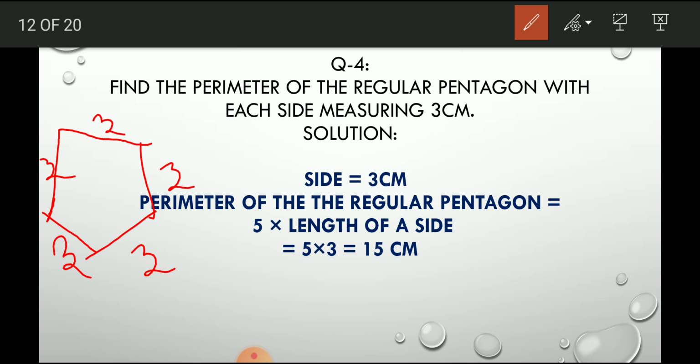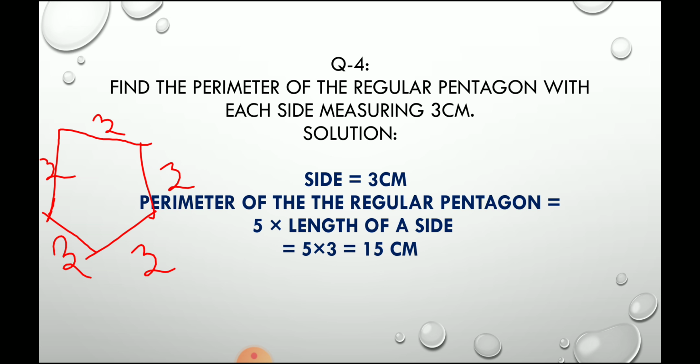When the sides are equal, this is called regular. If the diagram is a pentagon, we can use the word regular pentagon. Okay. So we can use this formula. How many sides? 5. So we just multiply 5 with 3. Okay. So 5 into 3, that is 15 centimeter. Okay. So when we find out the perimeter of the shape, we don't use the square term. When we find out the area of the shape, only at that time we have to use a square term.